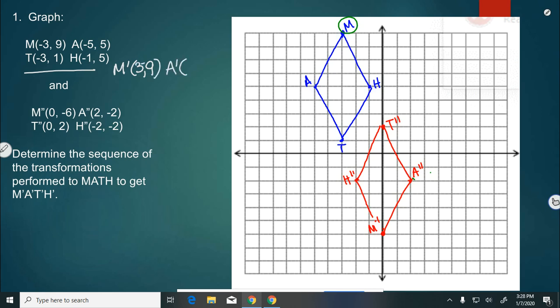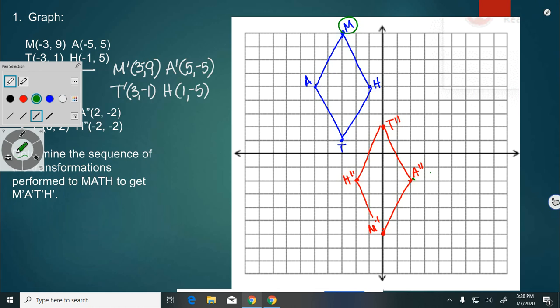A prime, if I change both signs, would be 5, -5. T prime is going to be 3, -1. And H prime is going to be 1, -5. So now I'm going to go ahead and graph that.